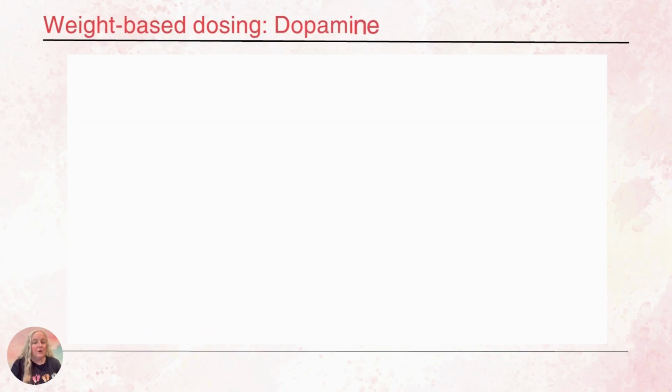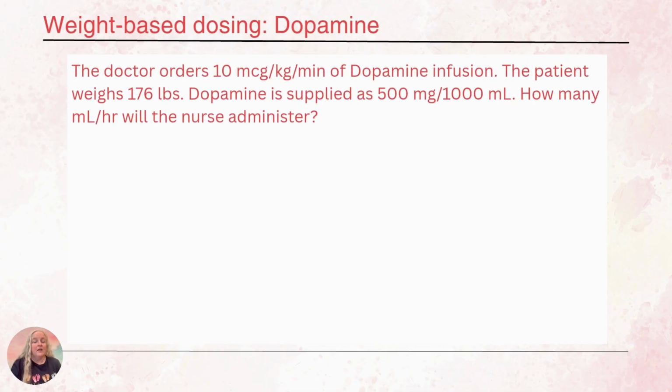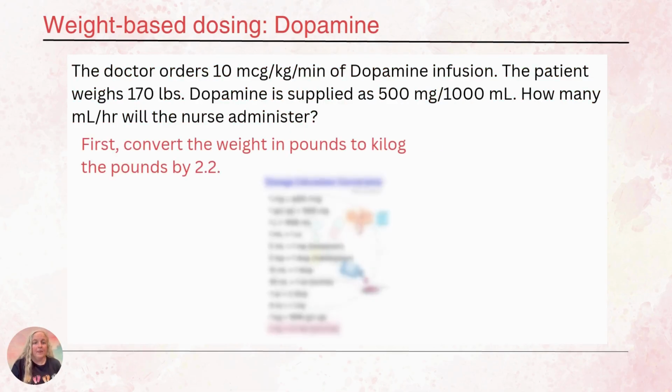Let's try another one, this time with dopamine. The doctor orders 10 micrograms per kilogram per minute of dopamine infusion. The patient weighs 176 pounds. Dopamine is supplied as 500 milligrams in 1,000 milliliters. How many milliliters per hour will the nurse administer?